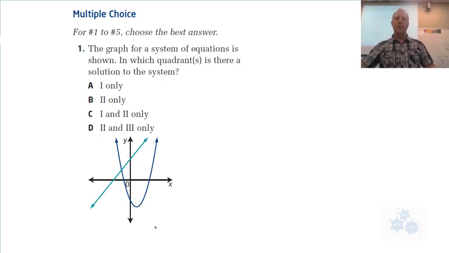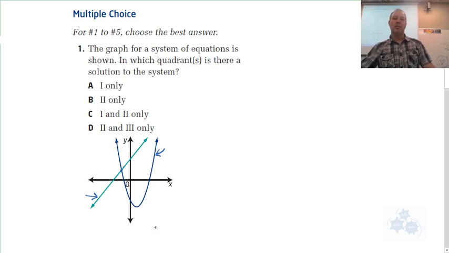So let's see, number 1. This one I think is pretty easy. It says the graph for a system of equations is shown. In which quadrant or quadrants is there a solution to the system? All right. So we see we have a system. We have a quadratic right here in dark blue, and we have a linear equation in the turquoise, or the light blue. And so we see one solution, don't we? We see one intersection point.